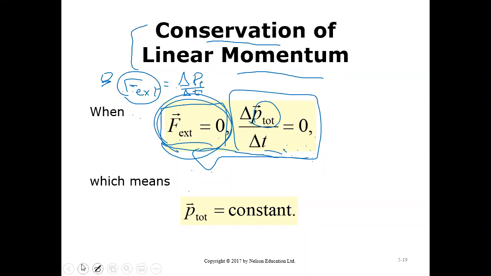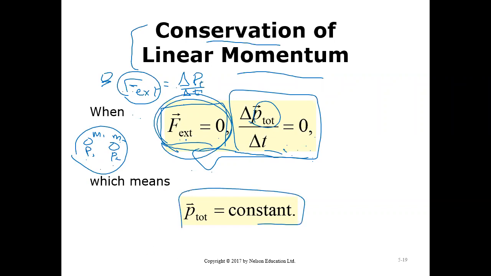It doesn't mean the individual momentum is not changing. Maybe we have a collection of things, say M1 and M2 objects. Say this has P1 momentum, this has P2 momentum. P1 will change, P2 will change, but P1 plus P2 will not change. All I am saying is the total momentum will remain constant, provided there are no external forces acting on this system, okay?